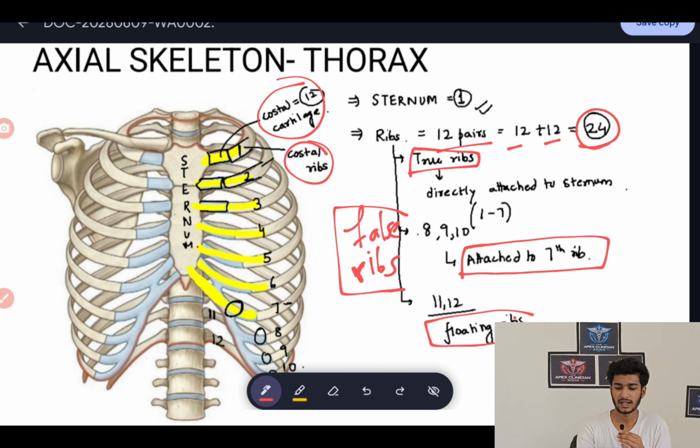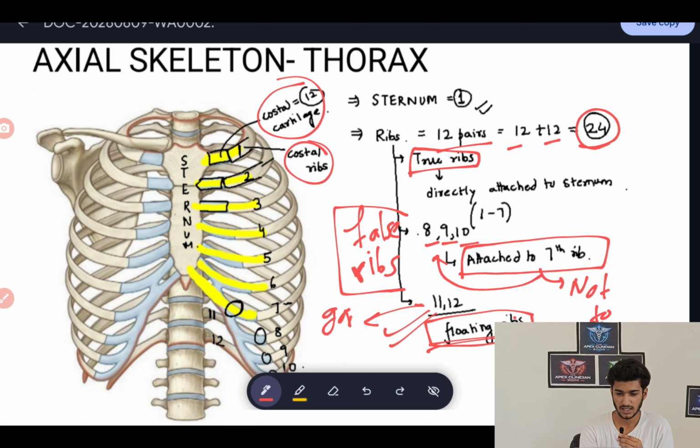The 8th, 9th, and 10th ribs are attached to the seventh rib. They are not directly attached to the sternum, so they are called false ribs. And the 11th and 12th are just floating. These are called floating ribs, or used to be called gorilla ribs, because gorillas and we share the same ancestors and they have the same ribs. In us, they are just vestigial organs right now, but they are very useful in gorillas.